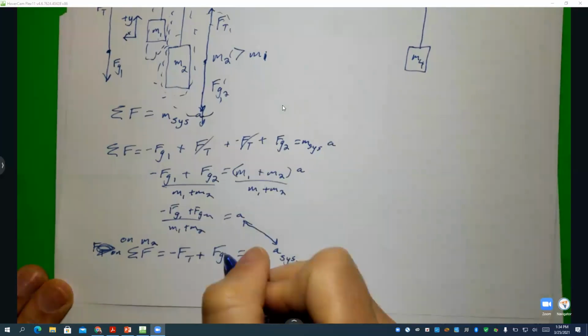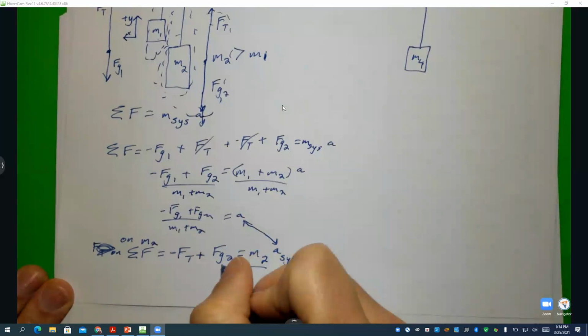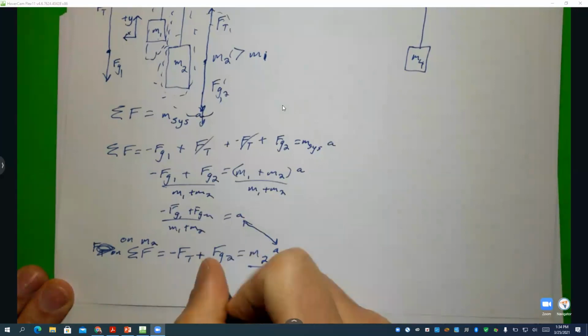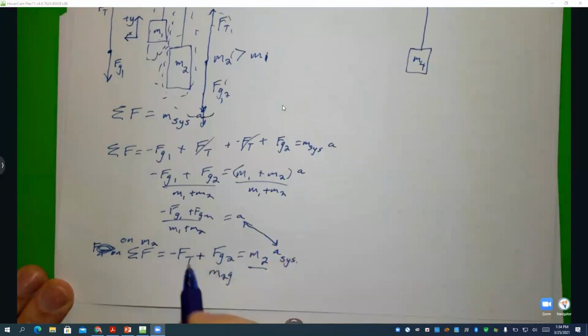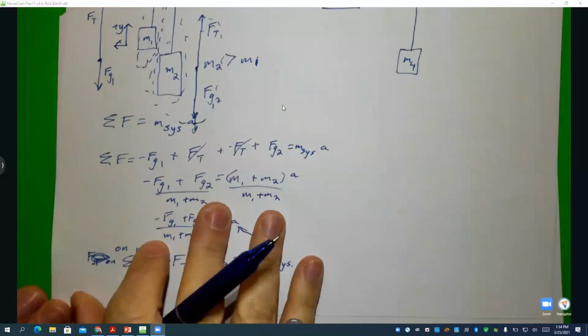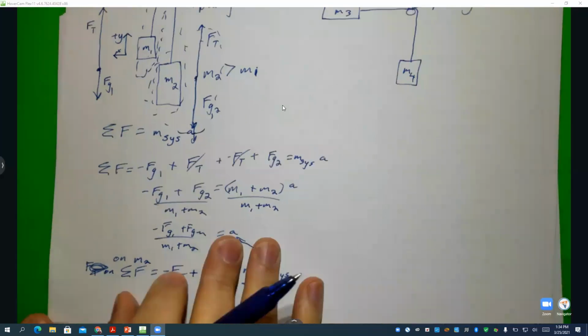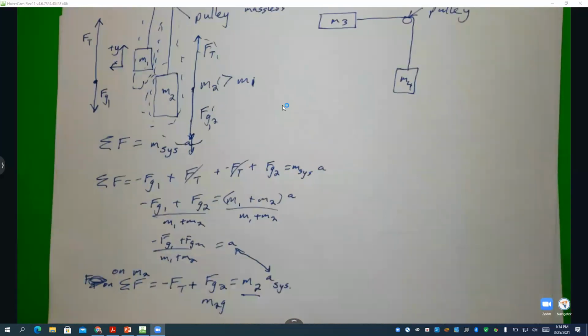So you should know your M2, because it's just going to be M2G, and then you can solve for the tension. I'm not going to spend all the time solving it because I want to get to a flat wood. Do you have any questions on that before I talk about the flat wood?